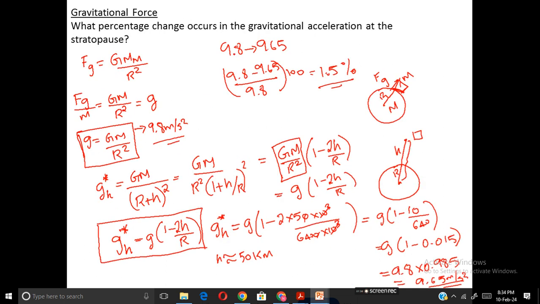And then we were talking about gravitational force. We found the equation for the acceleration due to gravity with respect to height. So we got g_h is equal to g into 1 minus 2h by R, and we calculated the acceleration due to gravity at the stratopause of the atmosphere, and we learned that the variation is very small. So generally in the atmosphere we consider that the acceleration due to gravity is constant with respect to height. We don't consider this variation because it is very small.